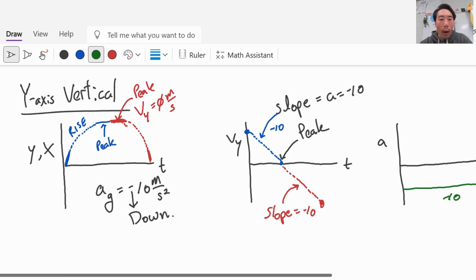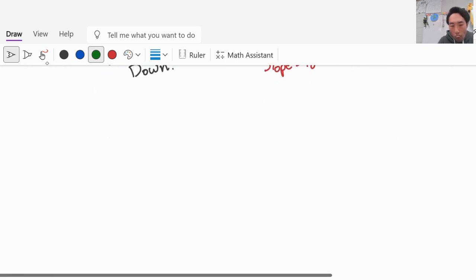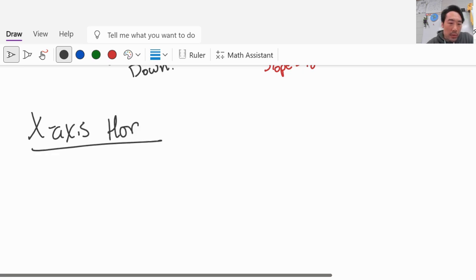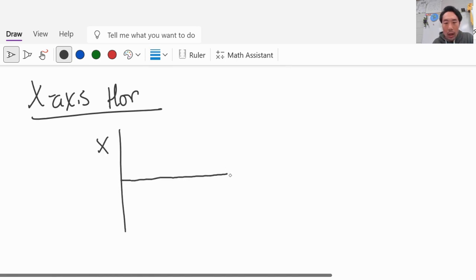Now, what about the horizontal stuff? If we take a look at the horizontal motion, the x-axis, in that simulation I showed you, the horizontal vector doesn't change. So what will that look like in terms of your position time graph?